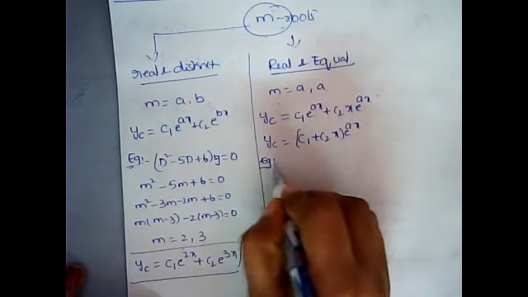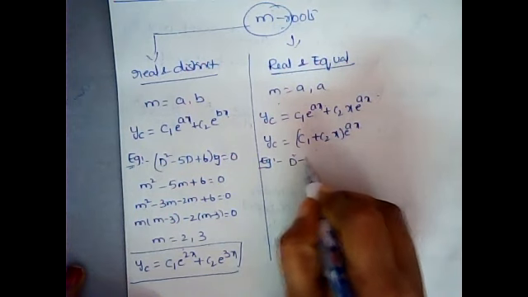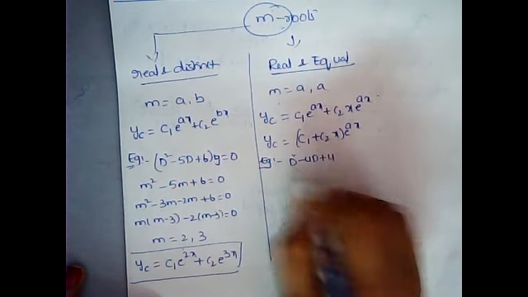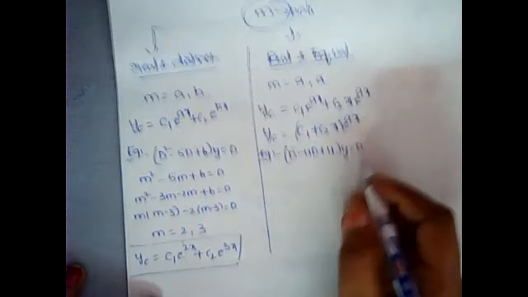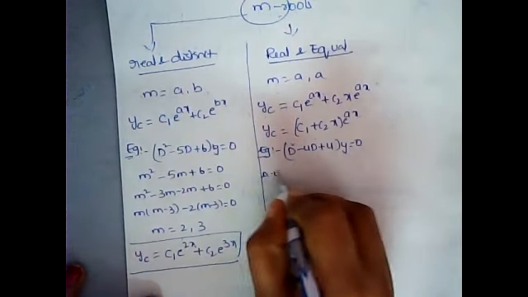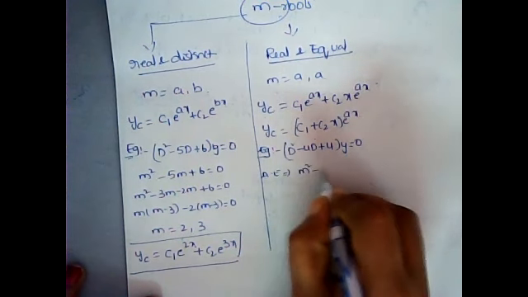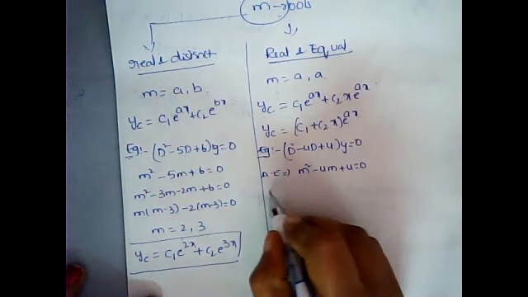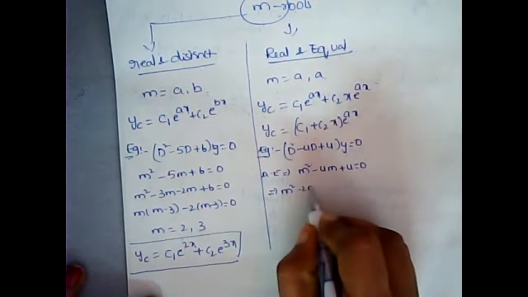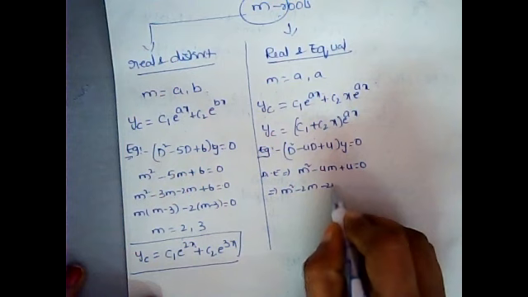Let me take an example here. Suppose the given equation is (D squared minus 4D plus 4) whole into y is equal to 0. Now take the auxiliary equation of it, which will be m squared minus 4m plus 4 is equal to 0, where we are getting m squared minus 2m minus 2m plus 4 is equal to 0.